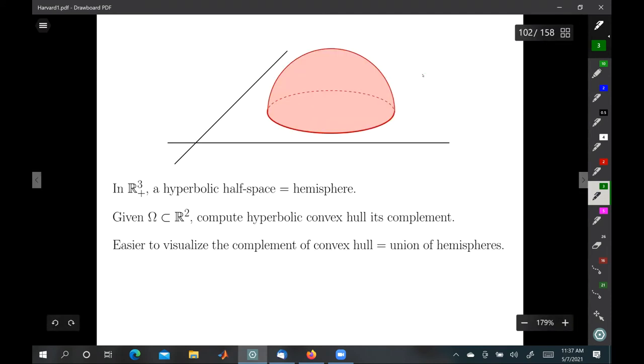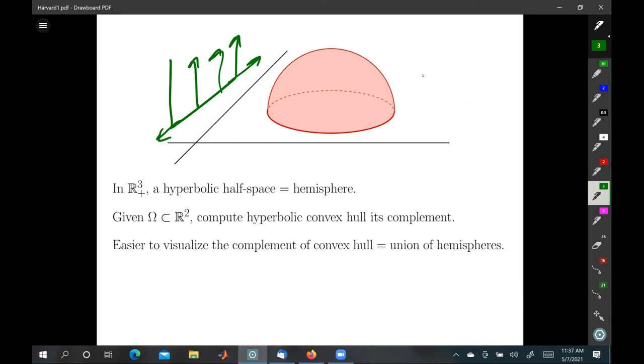But hyperbolic planes are basically either vertical planes, which are bounded by a line on the boundary, or more typically they're hemispheres. And so this is a plane, this is a two-plane in hyperbolic space, and the inside and the outside are half spaces. So I can tell if something is convex if its complement is a union of hemispheres. And that's why I was telling you this story.